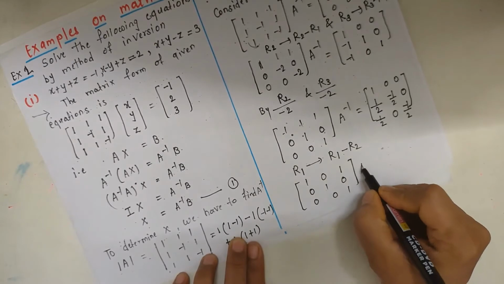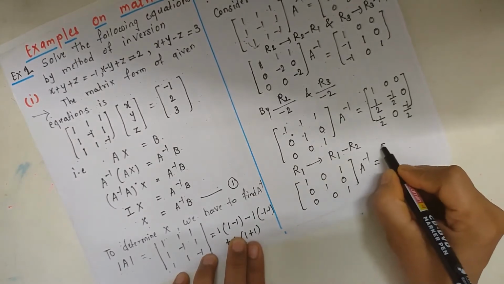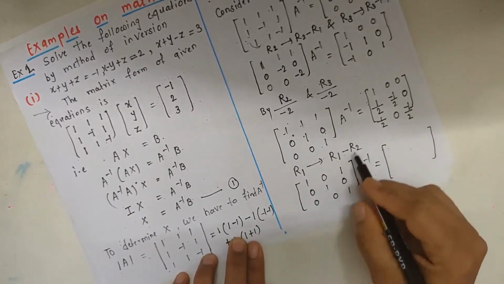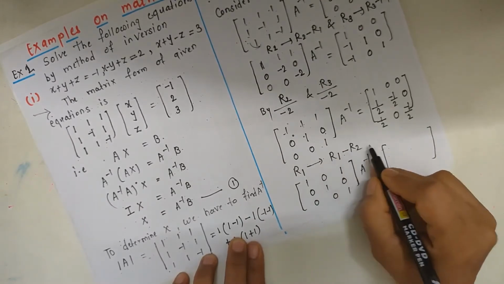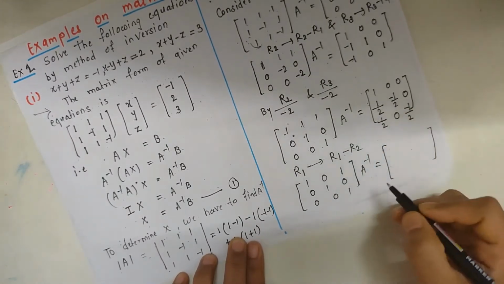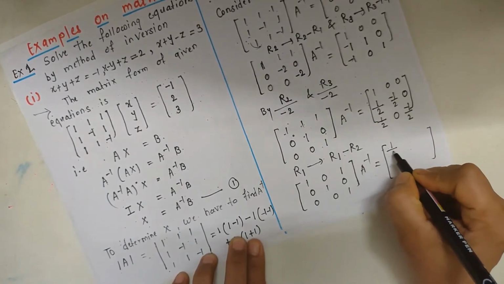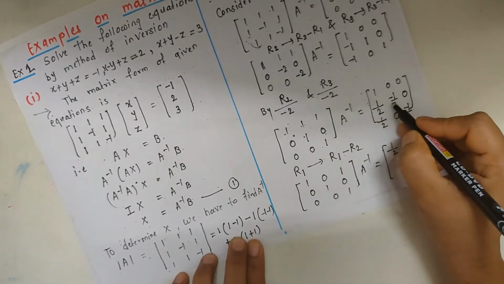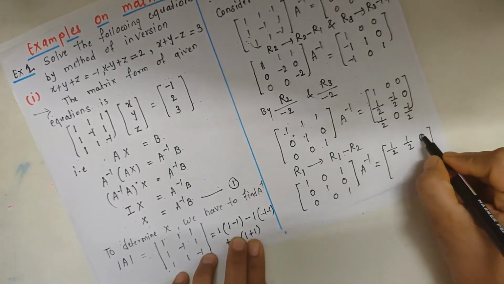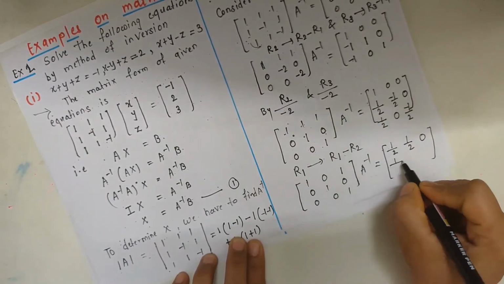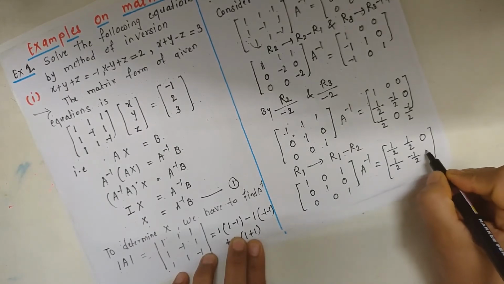There is no change in the second and third row. So the second and third rows stay as they are. A inverse is equal to the same transformation applied on this side, R1 minus R2. So 1 minus 1 by 2 plus 1 by 2, 0 minus minus 1 by 2 plus 1 by 2, 0 minus 0, 0. Second row and third row as they are.